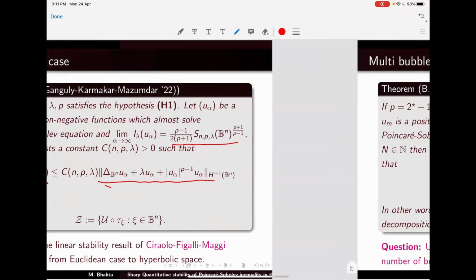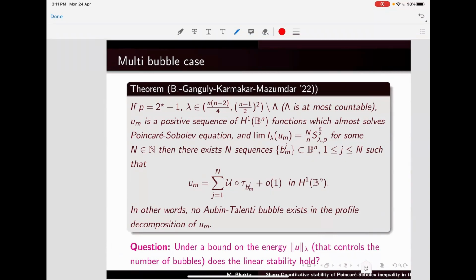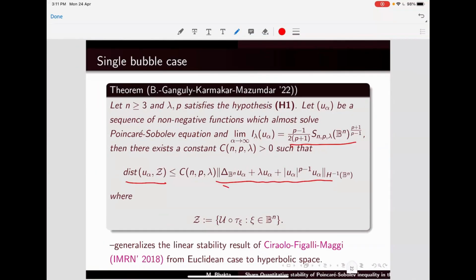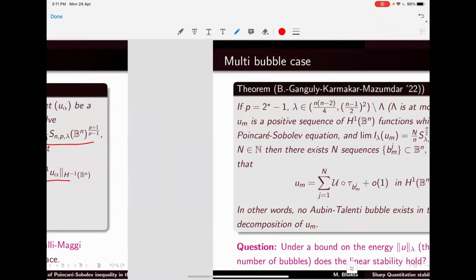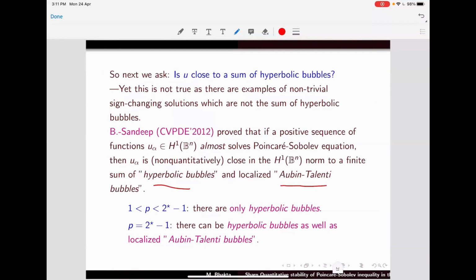And then the last one I want to mention is the multi-bubble case. What happens in the multi-bubble case? So here is the single bubble case, one bubble we are talking about. So the next question arises, because in the decomposition result we have shown that if we take a non-negative sequence of functions which almost solves the Poincare-Sobolev equation, then in H1 norm it is close to a sum of hyperbolic bubbles and a sum of localized Oberth bubbles.